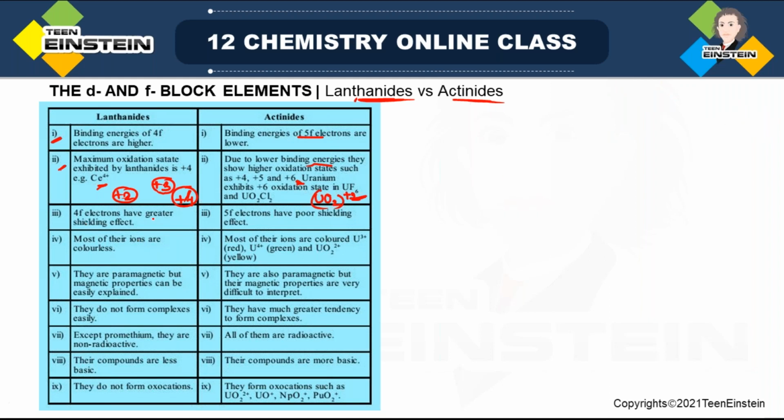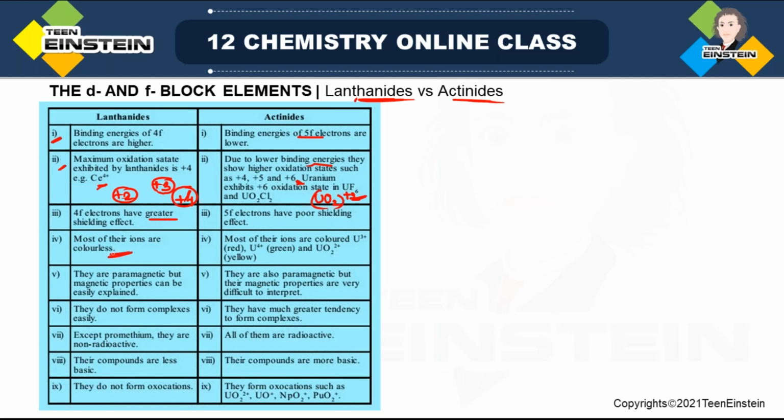Third point, 4f electrons have greater shielding effect, 5f electrons have poor shielding effect if we compare. Fine. Now 4f, it is closer to the nucleus. It is in general true that f electrons, their shielding capacity is very poor compared to s, p, d. But if it is asked between these two, one is 4f, another one is 5f, in which case it is comparatively more poor, then the answer is 5f electrons.